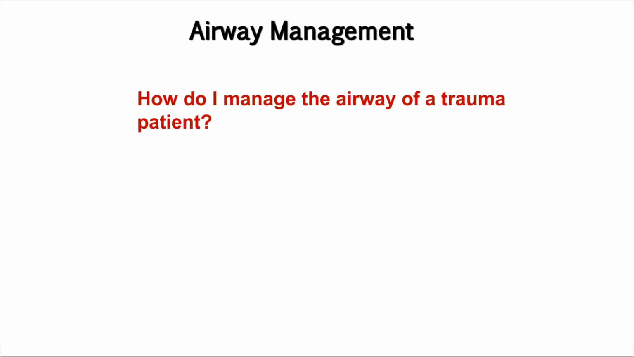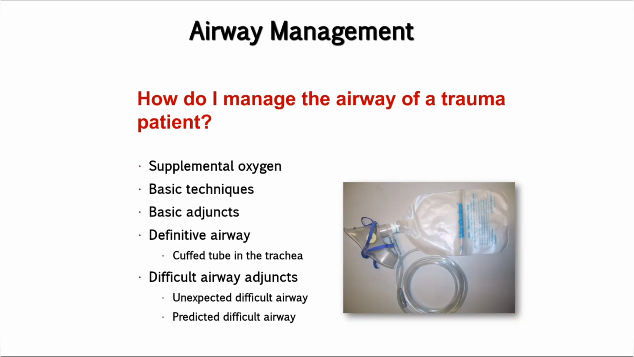How do I manage the airway of a trauma patient? Of course, the first thing you have to do is give supplemental oxygen through a face mask that's connected to a bag valve. This would provide almost 100% oxygen. It is better to give 15 liters per minute in the early stages of giving oxygen.